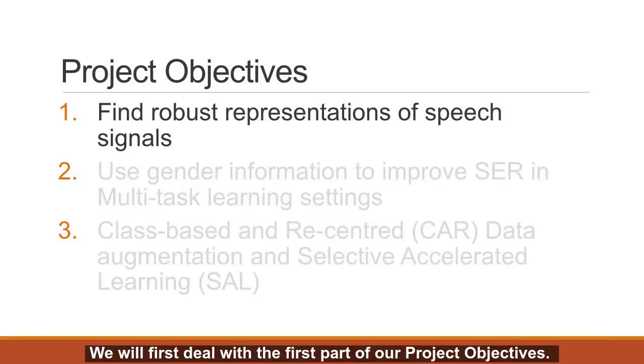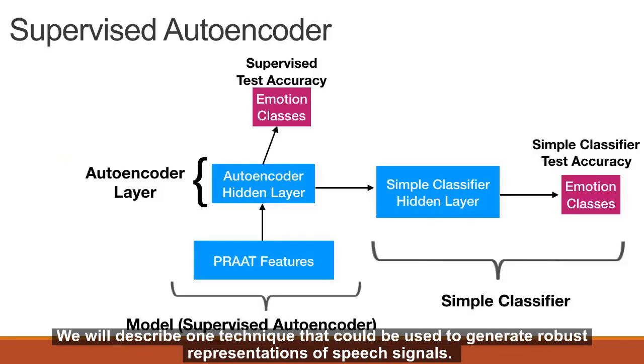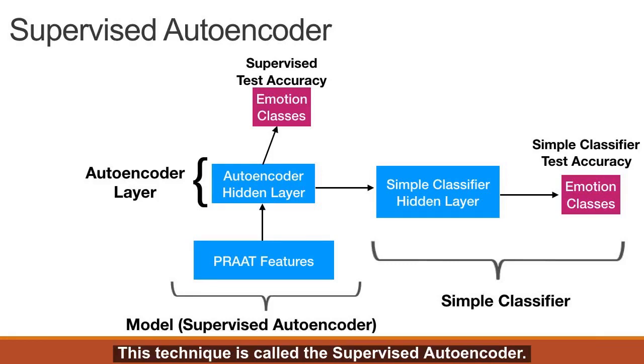We will first deal with the first part of our project objectives. We will describe one technique that could be used to generate robust representations of speech signals. This technique is called the Supervised autoencoder.